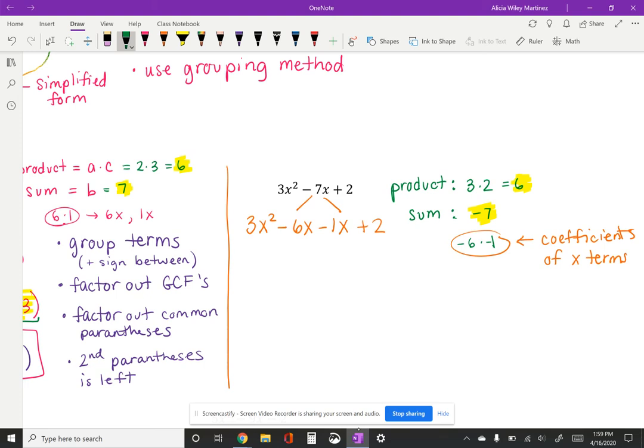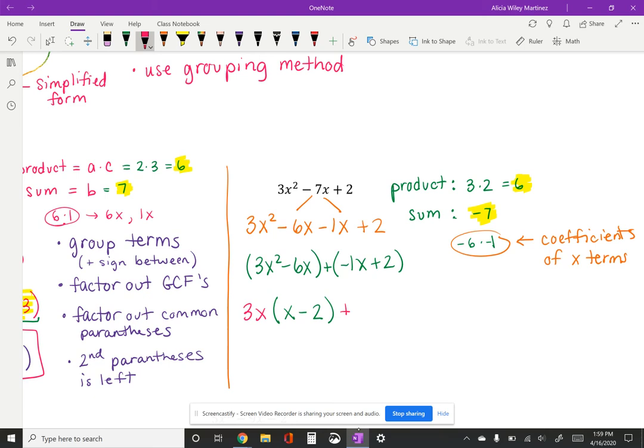In our next step, I'm going to go ahead and group my first terms together. I'm going to group my second terms together, and I'm going to put a plus sign in between. Look for the GCF of each group. The GCF of my first group is going to be 3x. I'm going to do the division in my head this time. If I divide out a 3x, I'll be left with an x here. If I divide out a 3x, I'll be left with a -2. Don't forget to bring down your plus sign.